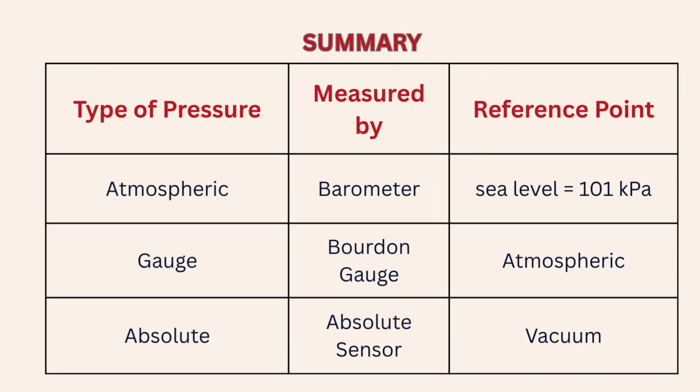Then we can summarize the types of pressure, how they are measured, and what the reference point is for each one. Here we can see atmospheric pressure is measured by a barometer, with reference point sea level, and the gauge pressure is measured by a Bourdon gauge, and the reference is atmospheric, meaning the gauge pressure inside any equipment could be above or below atmospheric pressure. When it is above, it's positive; below atmospheric, it is negative. And finally, absolute pressure is measured by absolute sensors, and the reference point is vacuum.